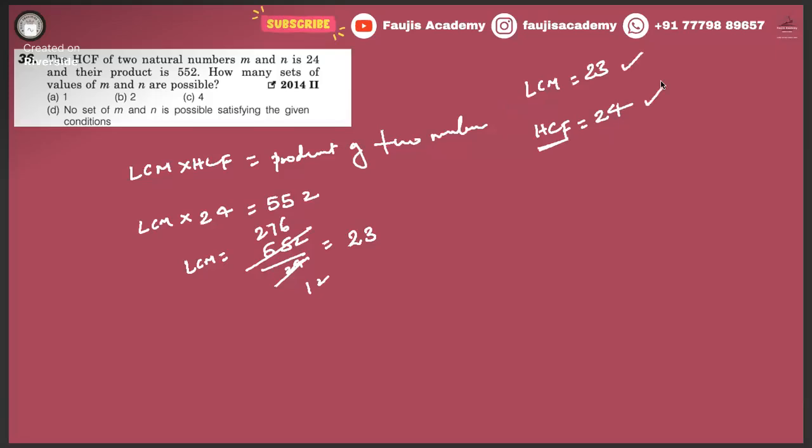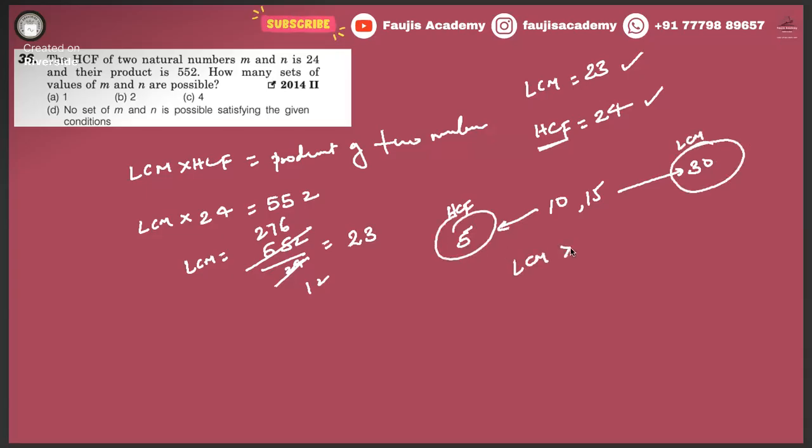Over here. Yes, sir. I guess the LCM should be larger than HCF, sir. Absolutely. If I take any number like 15 and 10, for example, HCF is 5 and LCM is 30, right? LCM has to be always greater than or equal to HCF. In this case, what do you see? HCF is greater than LCM. Now tell me what is the answer here, guys? Option D: no set of M and N is possible satisfying the given condition.